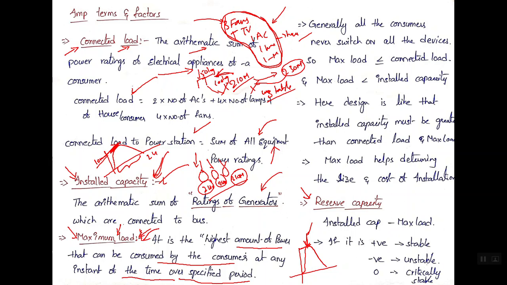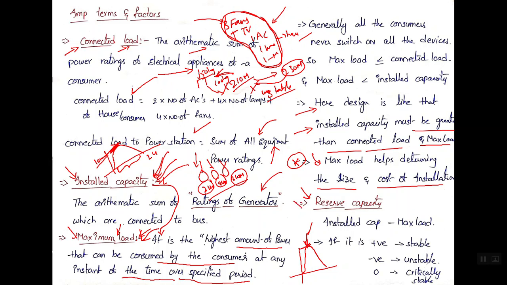So we have to design the installed capacity by the sense of maximum load. So the design is like that: installed capacity must be greater than the connected load and maximum load. So we can say that maximum load helps in determining the size and cost of the installation. It is the important one. Maximum load helps determining the size and cost of the installation.